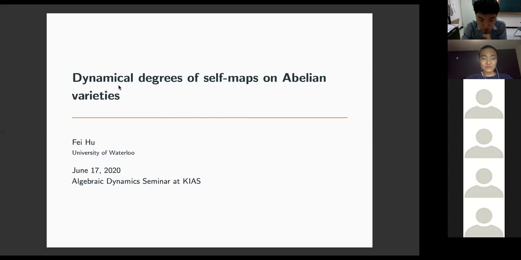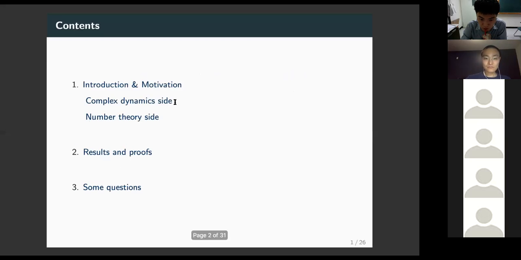So today I'm going to talk about dynamical degrees of self-maps on abelian varieties. First of all, I will give you some background about what dynamical degrees are and the motivation of my question. There are two sides: one is from complex dynamics, and another one is from number theory. Then I will describe my results and some other results from other people, and in the end, I will list some questions.